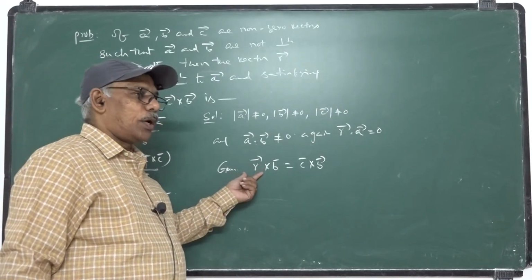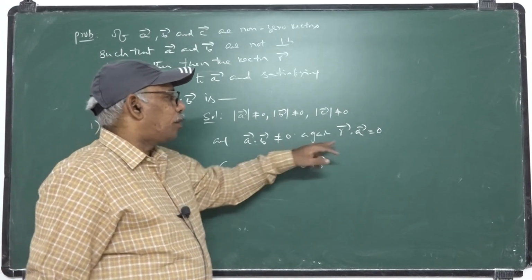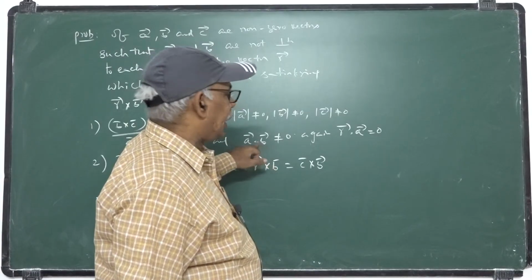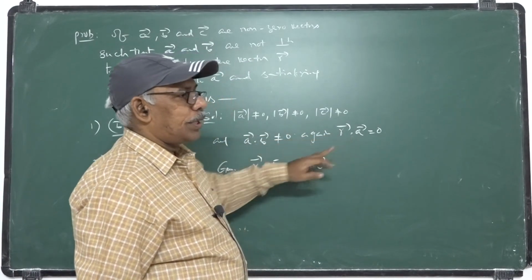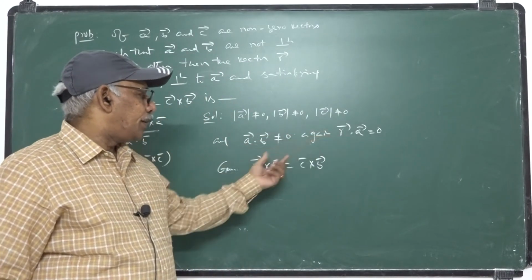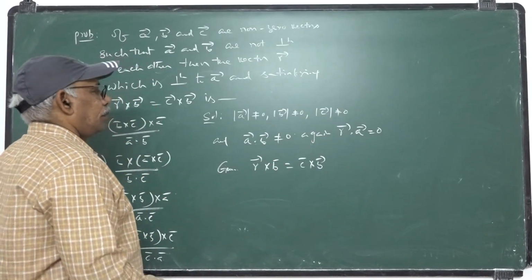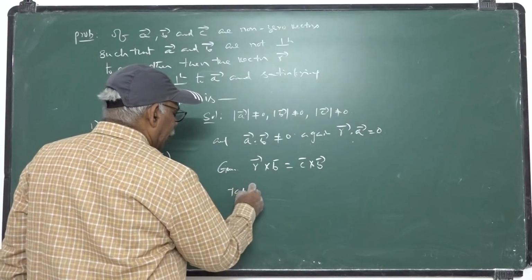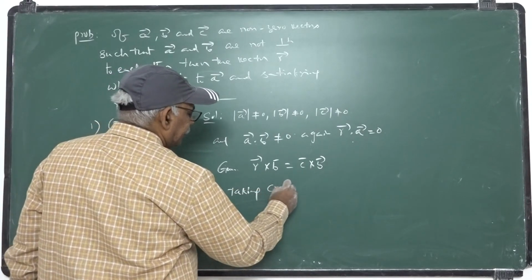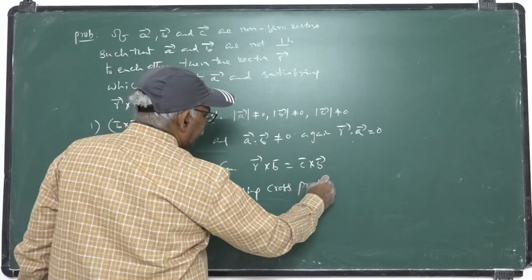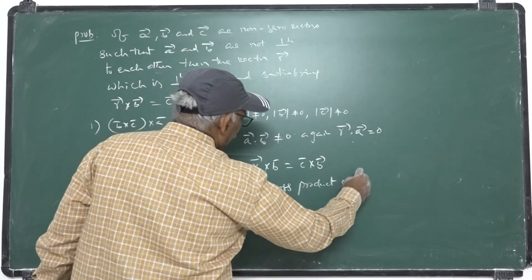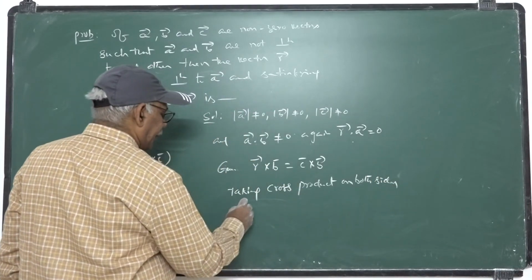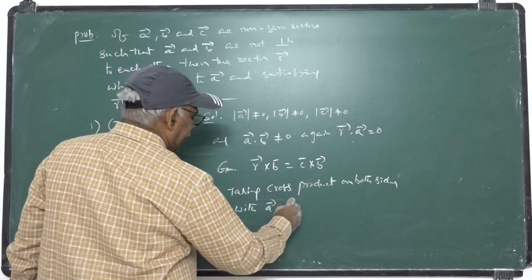From this you have to find R bar. To get R bar, let us observe this one and this one, A dot B, R dot A. We have to get these two values from this one. To get these values from this one, taking cross product on both sides with A bar.